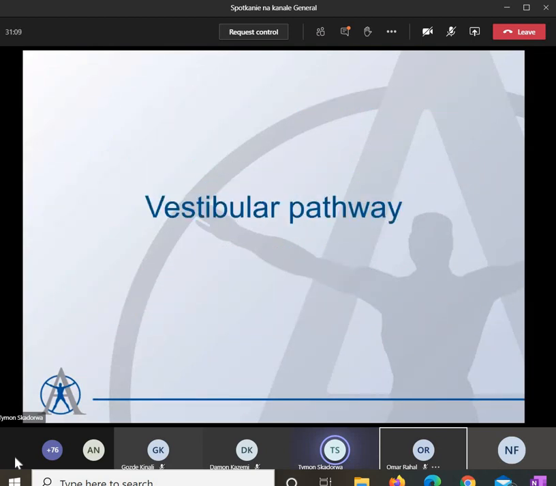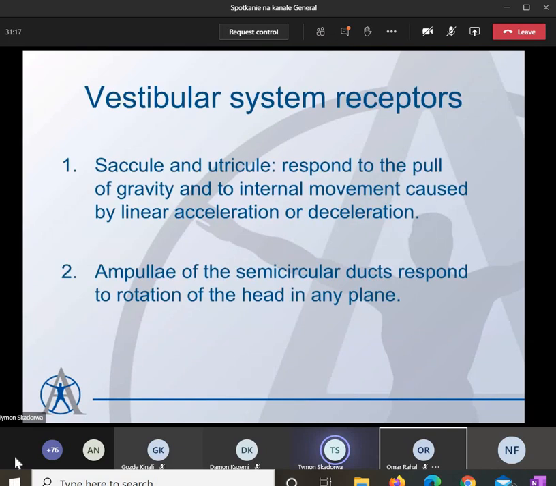Okay, we are very close to the vestibule, so we take the vestibular pathway again. Now, where are the vestibular system receptors located? They are located in the second part of the inner ear, which is the vestibule. The vestibule contains some enlargements called the saccule and utricule, which respond to the pull of gravity and to internal movement caused by linear acceleration. This is extremely important, linear acceleration.